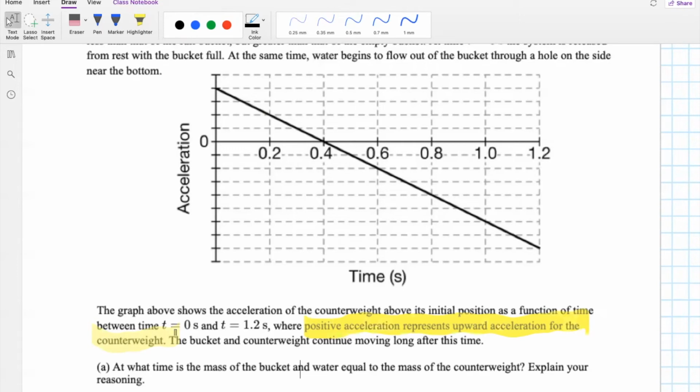The bucket and counterweight continue to move long after this time. So what does this mean? Eventually, the bucket does return to its original location. And it appears, at least in the previous question, that was right around the time that they stopped the graph, but we're not going to assume that. The important thing here is that eventually the bucket keeps falling, the counterweight will fall more and more until the bucket ends up at the top.